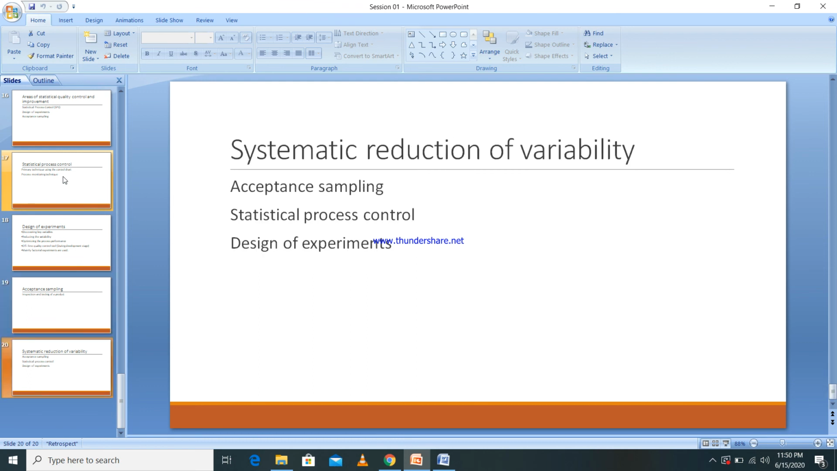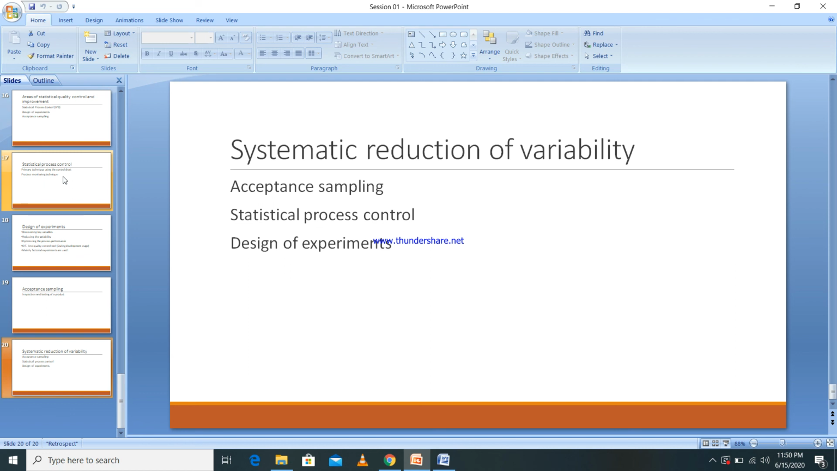And if you take the systematic reduction of variability, the design of experiments is the optimal way to check or maintain the quality of a product or a service, right? And then you have the most primary way, that is acceptance sampling, and then comes statistical process control and the design of experiments. So this is the hierarchy of precision when it comes to the systematic reduction of variability, right?